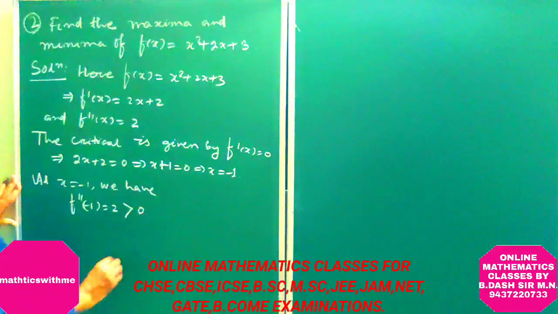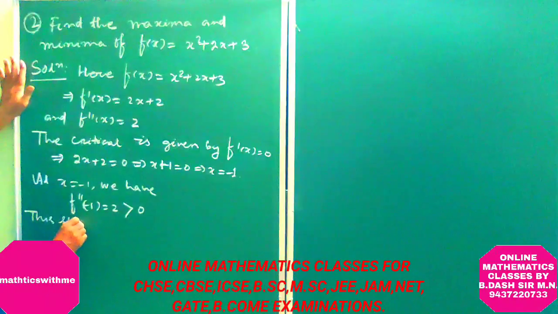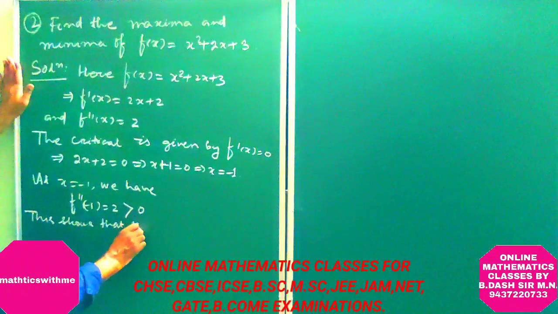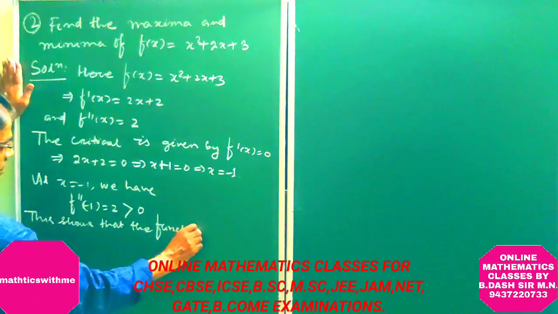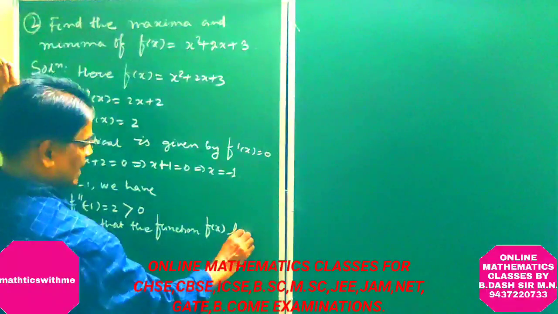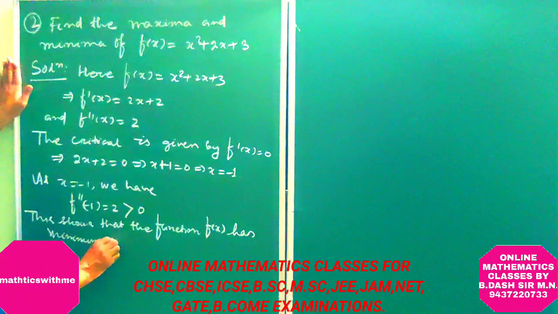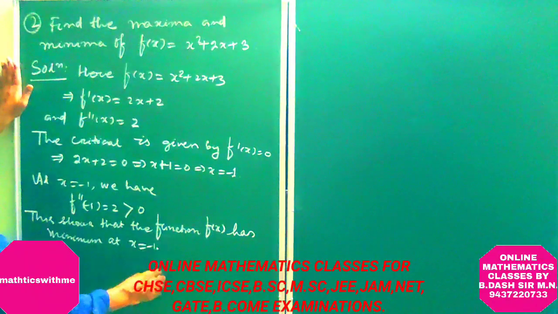At x is equal to minus 1, we have f double dash of minus 1 is equal to 2, which is positive. This shows that the function f of x has minimum at x is equal to minus 1.